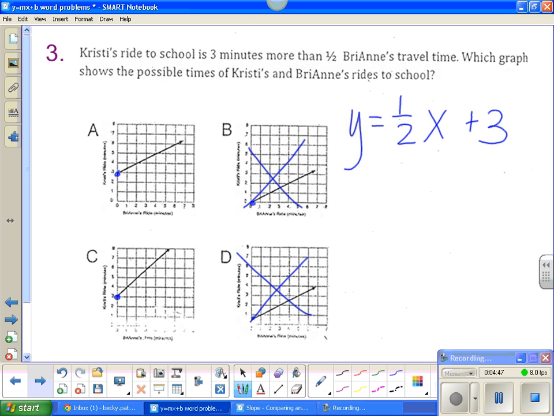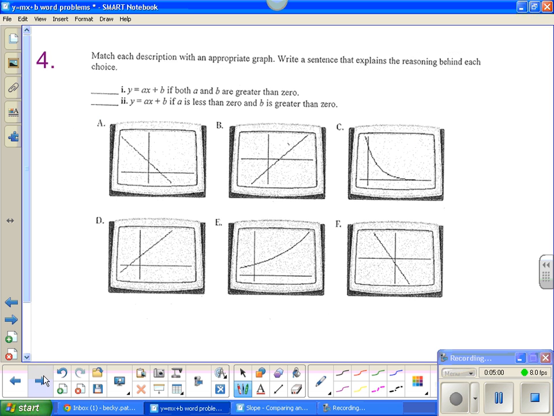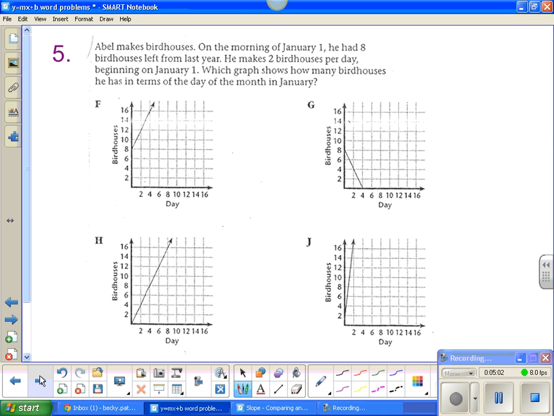I have a slope of 1/2, which means up 1, right 2. I like that. If we go up 1, right 2, I don't like that. So we're going to go with A. I'm going to skip this one.